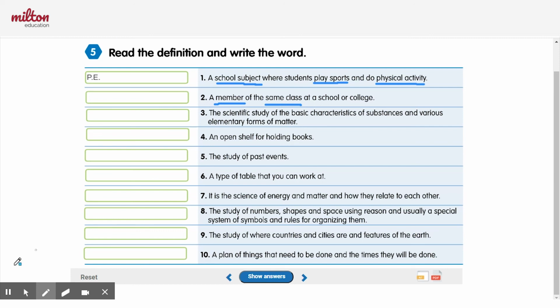Well, now it's your turn to find out. Complete the exercise. Look for key words in the definition to help you to know which vocabulary word the definition describes.